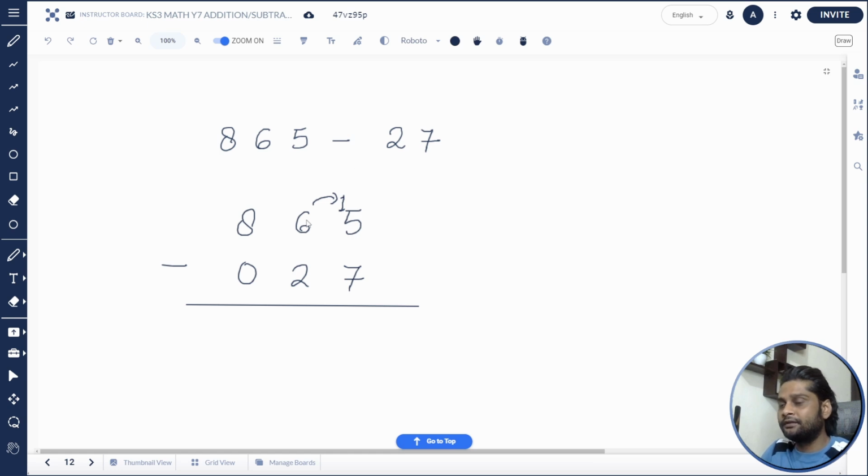So now the 6 has given 10. Basically, it has given 1. How do we write it? We just write it in front of 5, so it becomes 15 here. And 15 minus 7 gives you 8.